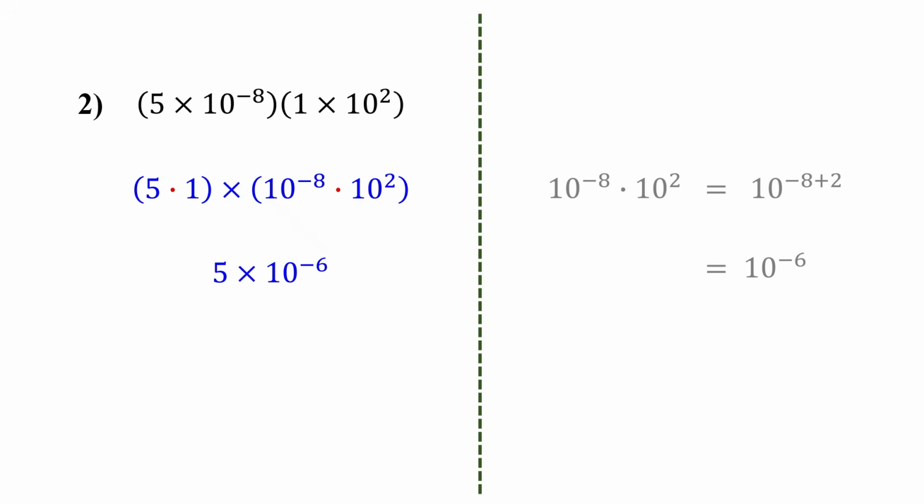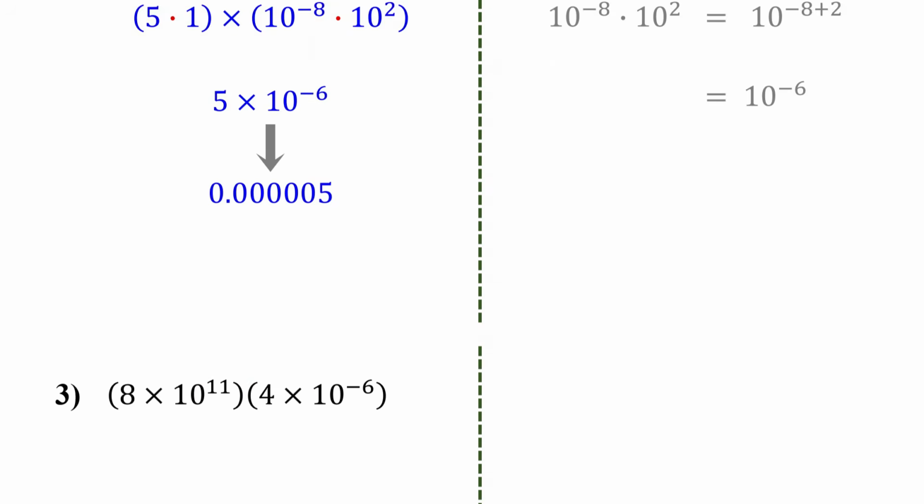Finally, check the number part. 5 is between 1 and 10, so this is already in proper scientific notation. And that is your answer. If you want that in standard form, start with 5, and because the exponent is negative 6, move the decimal point 6 places to the left. That gives you a very small number. Nice and simple, right? Awesome.